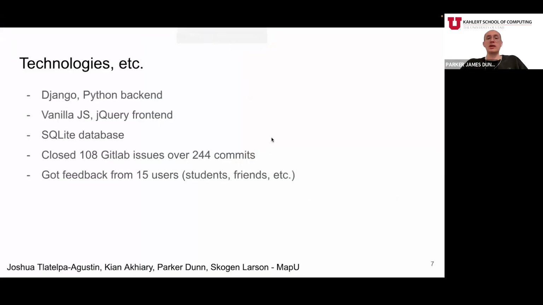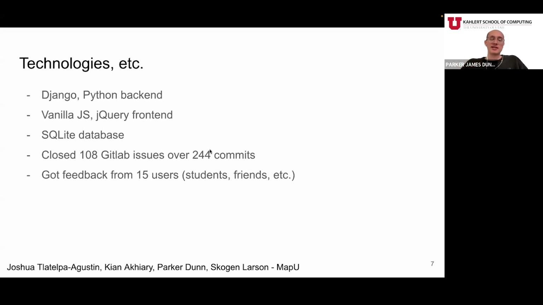All right, so that was a quick demo of our app. And now I want to talk a little bit about the technical side of things in case you're interested. For the backend of our app, we used the Django web framework, which is written in Python. On our front end, we used mostly vanilla JavaScript, but a little bit of jQuery as well. Our database is a SQLite database, which is the default database that comes integrated with Django, which made things really nice for us.